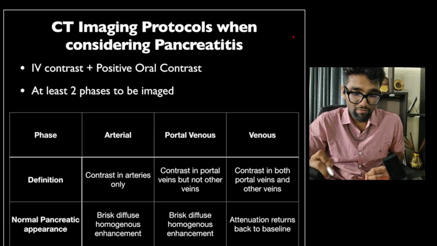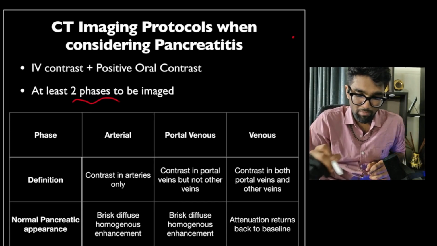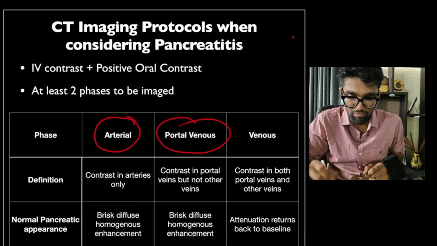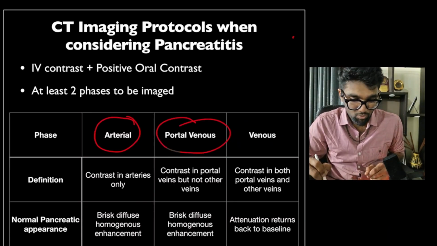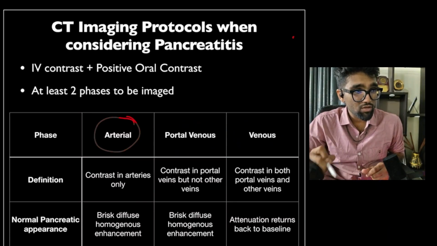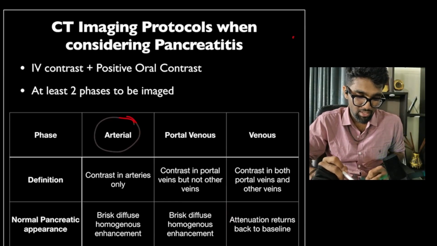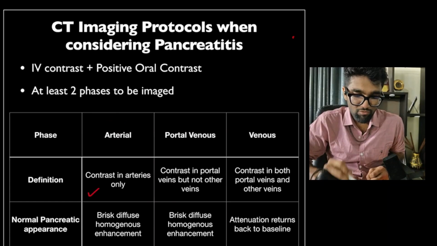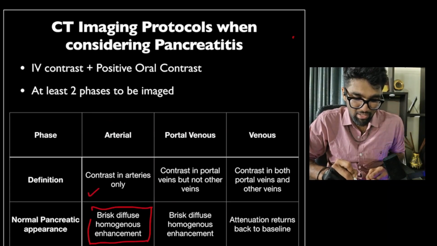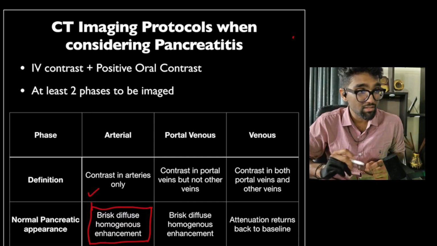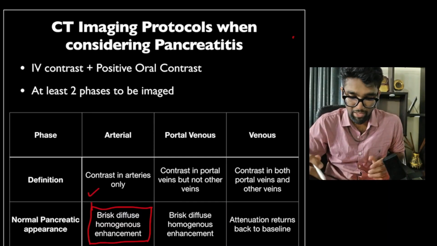But importantly, whenever you are evaluating a CT image, at least two phases have to be imaged, and the phases are named as follows. We have the arterial phase, the portal venous phase, and the venous phase. This is basically based on where the contrast is located within the various blood vessels that you can see in the CT scan. In the arterial phase, you only have contrast in the arteries, and it is at this time that the pancreas briskly and diffusely enhances, and the enhancement is homogeneous throughout the entire pancreas.